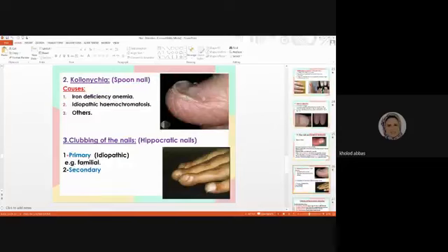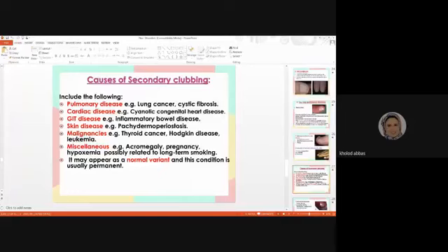Koilonychia, or spoon nail, is found in iron deficiency anemia and idiopathic hemochromatosis. Clubbing of the nail: either we have a primary cause, which is idiopathic or familial, or it is secondary to other disorders such as pulmonary disease, lung cancer, cystic fibrosis, cardiac disease. We also have GIT disease, inflammatory bowel disease, etc.